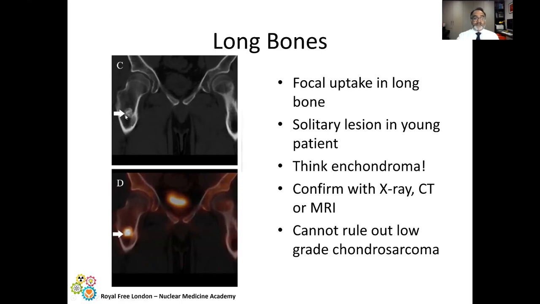This looks like a very characteristic rings and arcs CT configuration of an enchondroma. And you can get quite intense uptake on bone scans with enchondromas. Enchondromas are benign bone lesions, and this is a typical location towards the end of the long bones. It's important to confirm this with a CT or even plain films. One thing to be aware of is you can't rule out a malignant process entirely. Low grade chondrosarcomas are on the other end of the spectrum, are malignant, and they can also take up tracer like this. So you can't always exclude it.